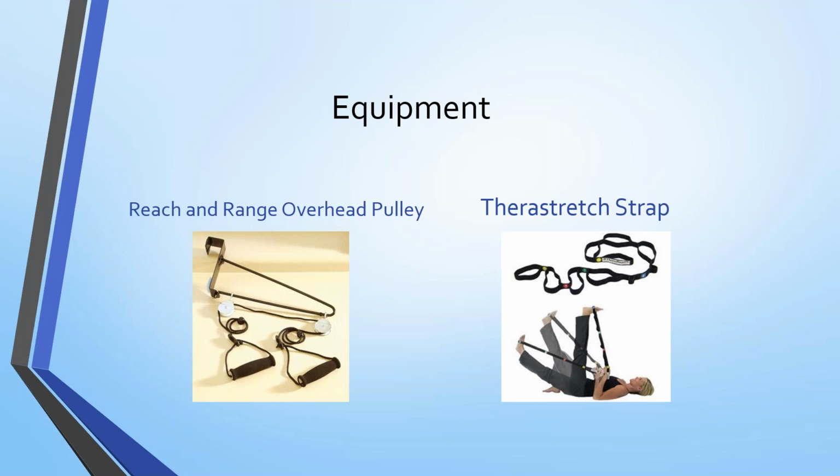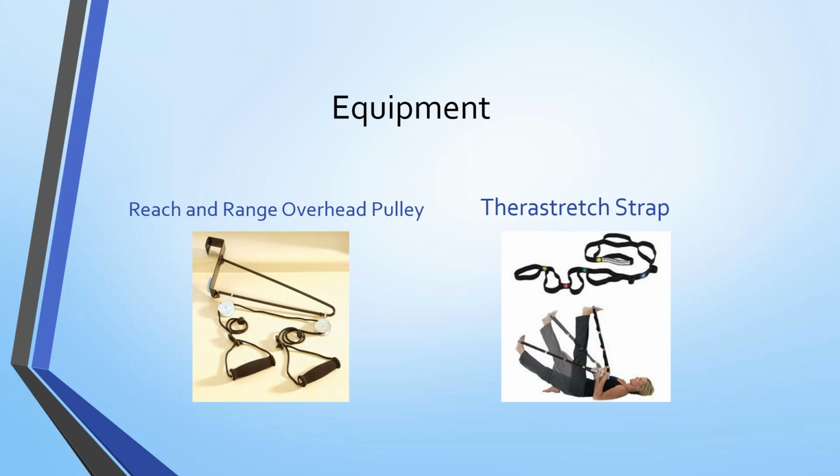Some things that you can have in your gym for stretching: a reach and range overhead pulley. You can hook that to any door frame or anywhere that's sturdy and secure. Have your patient wheel under it, and they can just work on shoulder flexion, shoulder extension. You can do some shoulder abduction, adduction, just stretching it and holding and getting that body open in the position that you need.